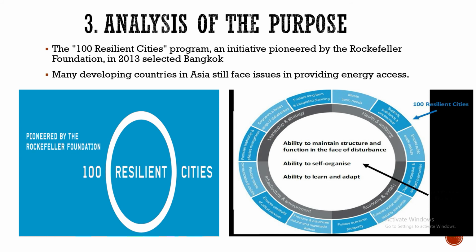Many developing countries in ASEAN still face issues providing energy access. For example, in Myanmar, 80% of the population lack access to a centralized national energy grid. But new technology pushed by social entrepreneurs can help provide off-grid energy within a period of months, in contrast to the years it may take a public utility to build out its network to reach the rural community.